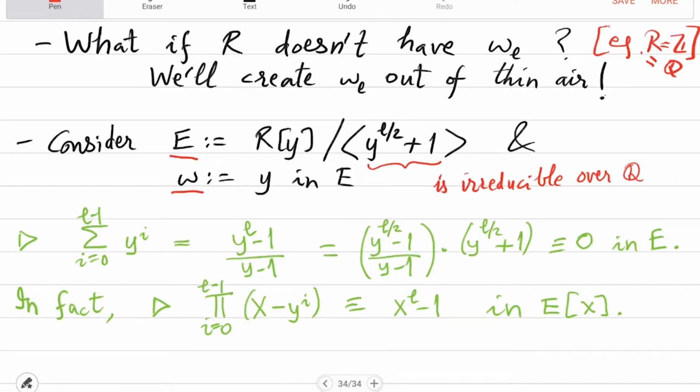So if you look at sigma y to the i, what is that? Sigma y to the i in E, you can do the geometric sum. So you will get y to the L minus 1 over y minus 1. Now the question is, is y minus 1 inverse defined? So is the first equality even allowed in the ring E? Can y minus 1 be a zero divisor?